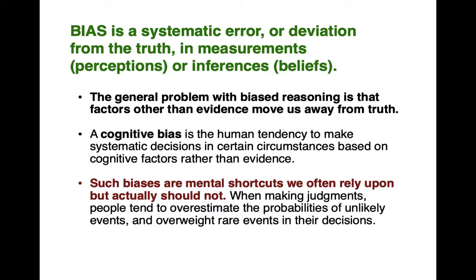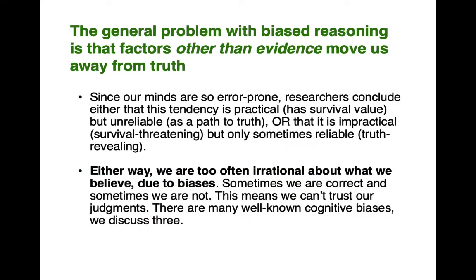So what is bias? Bias is a systematic error or deviation from the truth in measurements, perceptions, inferences, or beliefs. The general problem with biased reasoning is that factors other than evidence move us away from truth. A cognitive bias is the human tendency to make systematic decisions in certain circumstances based on cognitive factors rather than evidence. Such biases are mental shortcuts we often rely upon but actually should not. When making judgments, people tend to overestimate the probabilities of unlikely events and overweight rare events in their decisions.